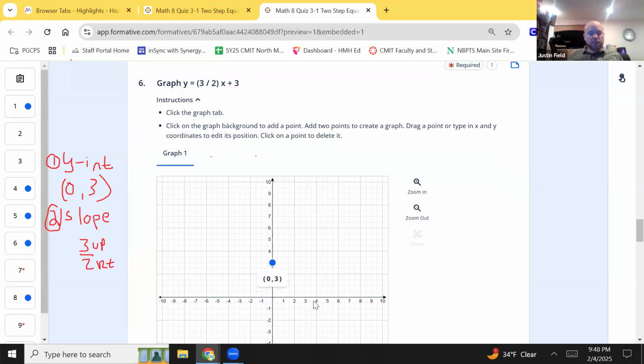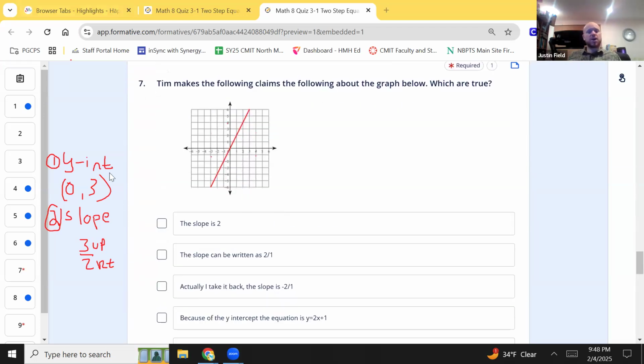So I'm going to put a point at 0, 3. I'm going to get myself a second point, match it up, and I'm going to go up 3. 1, 2, 3. From 3 to 6, that's up 3. And I've got to go right 2. That's right 1, right 2. So 2, 6. So there we go. This point 2, 6 is up 3 and right 2 from my y-intercept. So that's the line. Any questions? Screenshot whichever one you have a question about and then traffic light it.